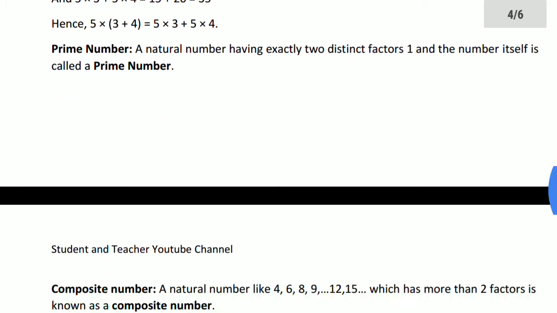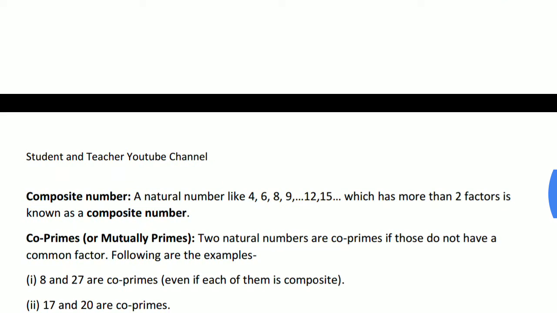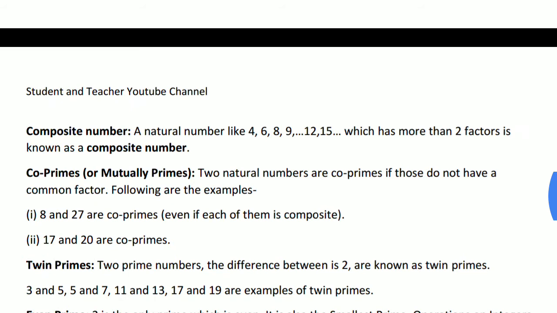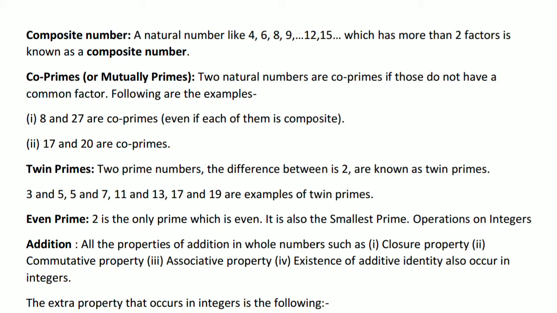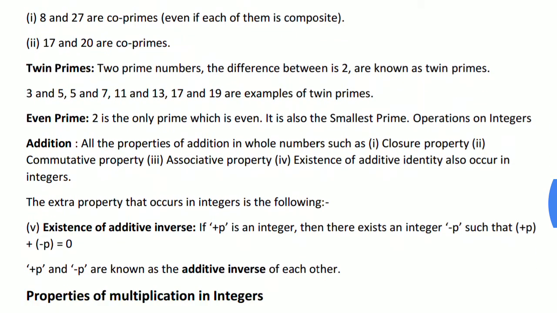Then the definition of prime number, composite number, co-prime, or they are also called mutually prime. And what is twin prime, even prime?